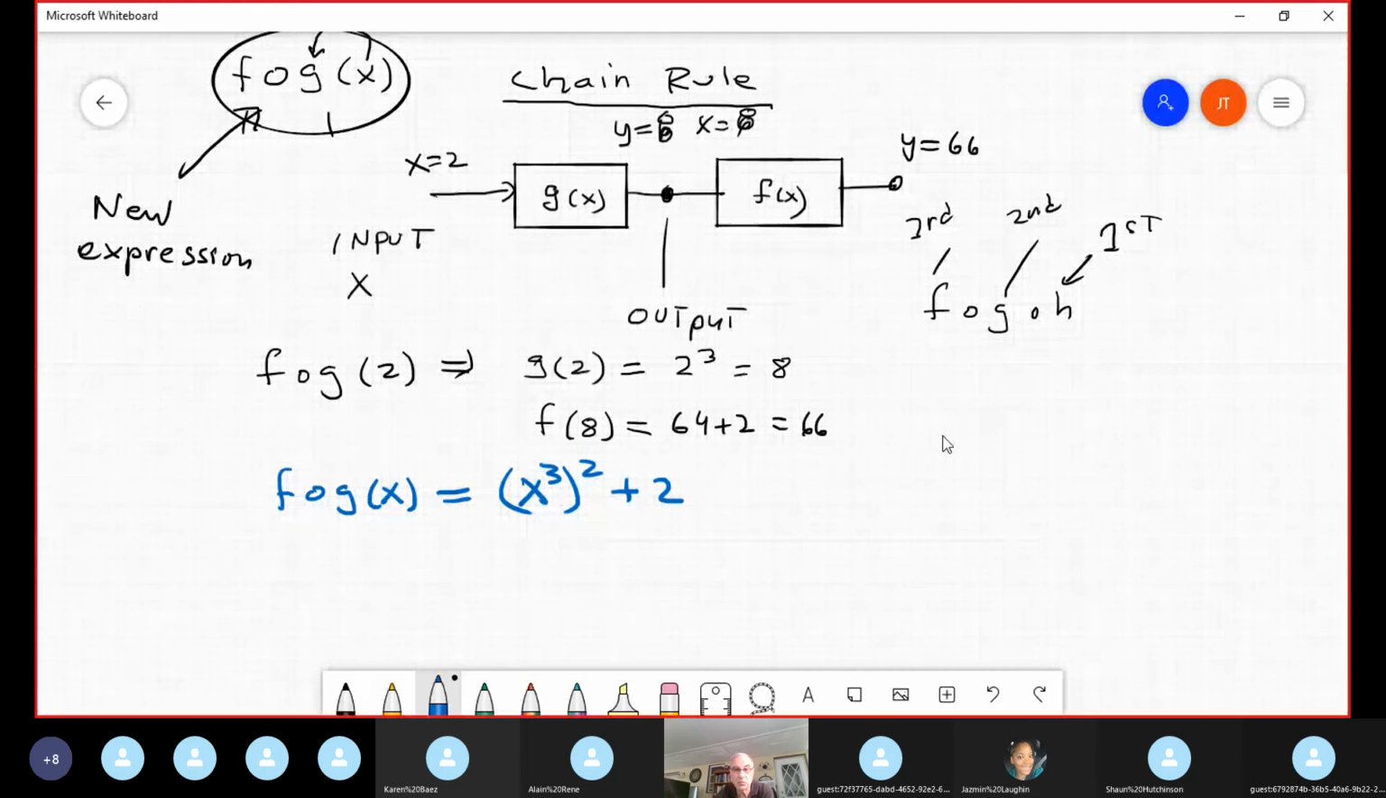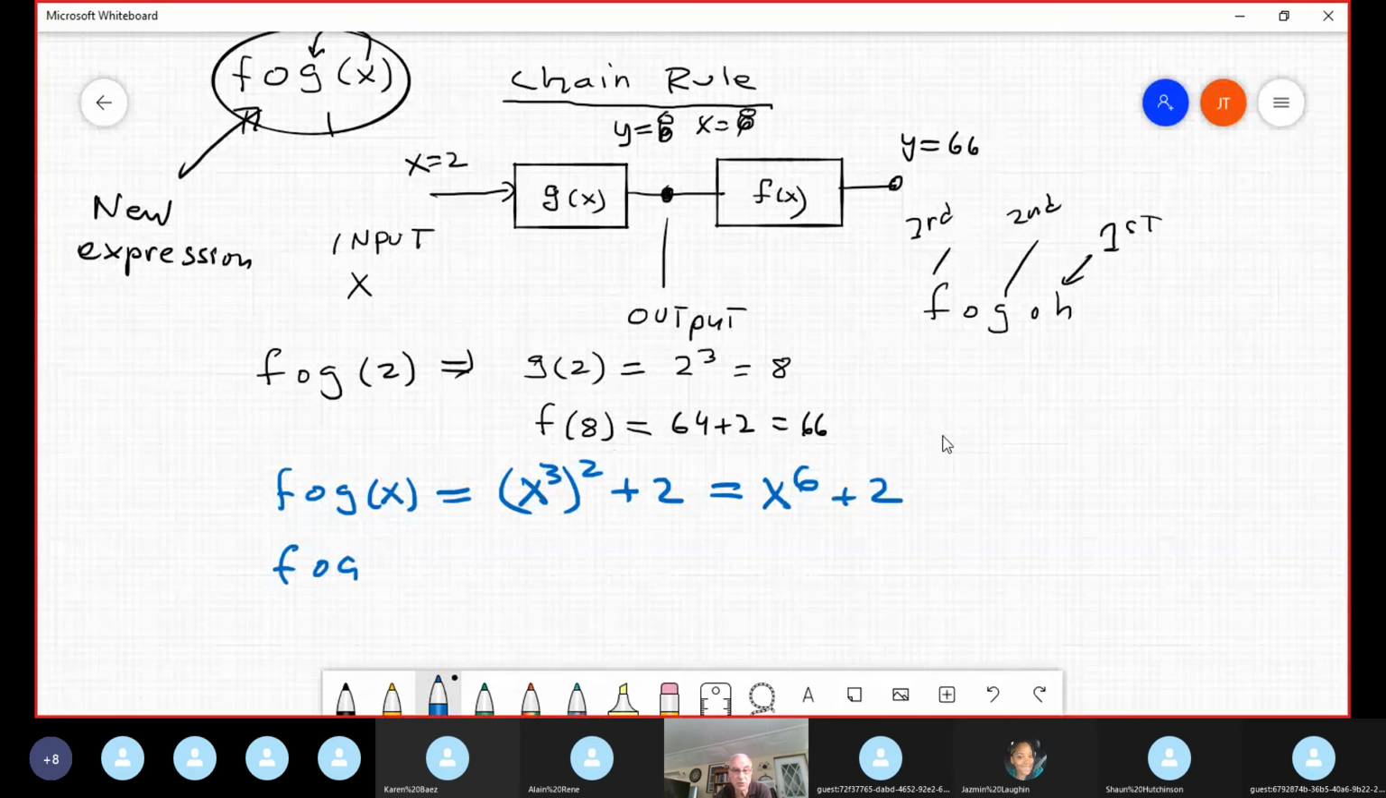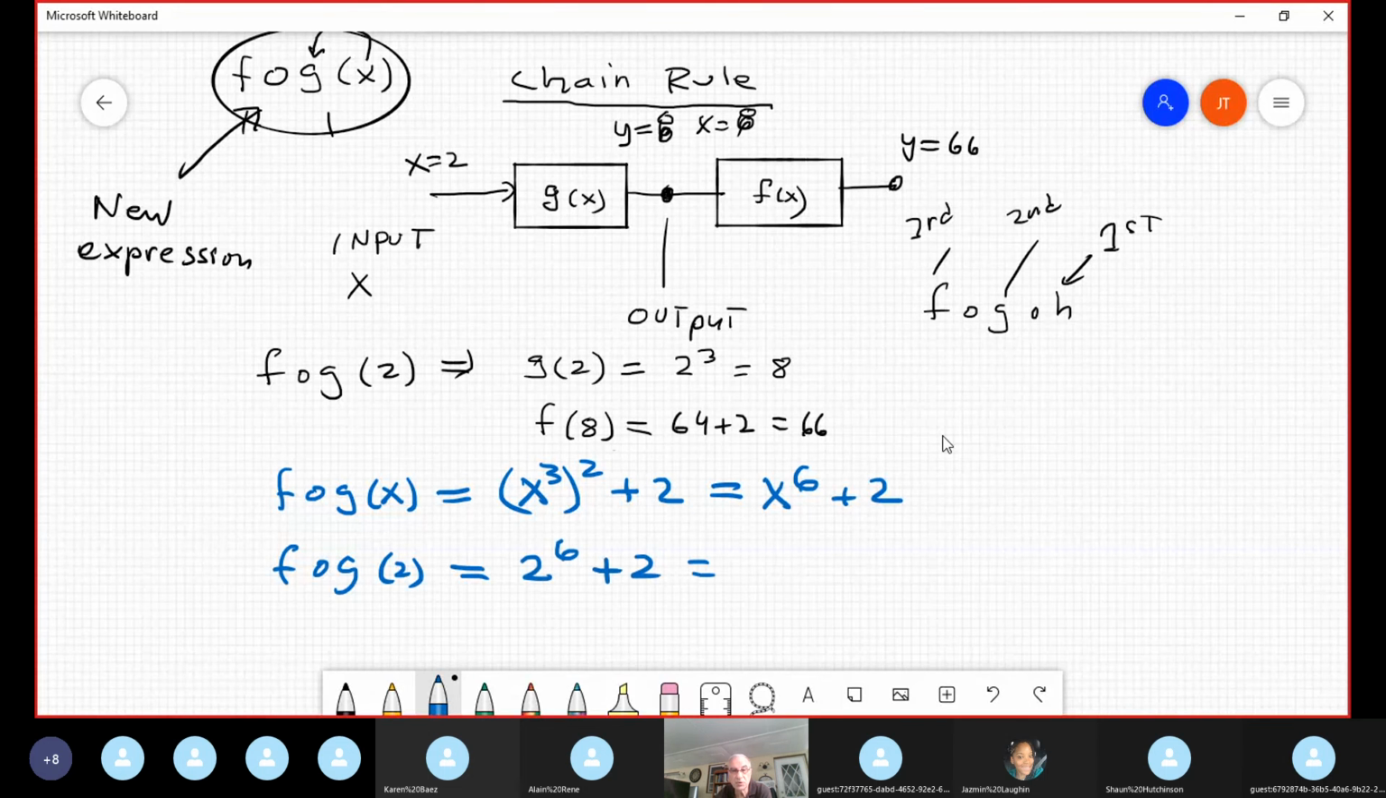And leave it like that? No. You apply the rule of the exponent: x to the 6 plus 2. Let me check just in case I make a mistake. F composition G evaluating 2 is 2 to the 6 power plus 2, and 2 to the 6 power is 64, and 64 plus 2 is 66. Exactly the same. We get it numerically step by step. We can get it in one step because I condense these two functions into only one, the composite.